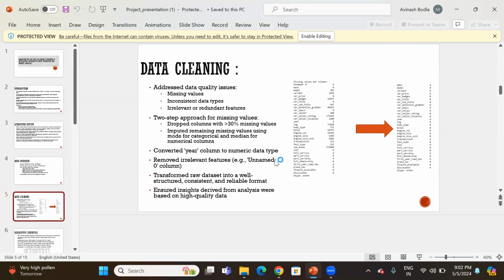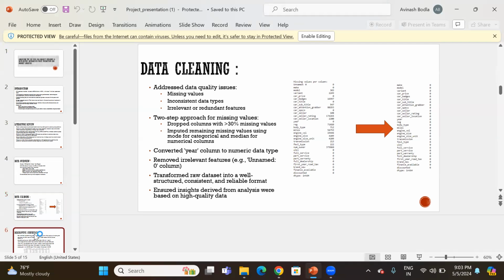It covers various aspects of used cars. For data cleaning, we first address data quality issues like missing values, inconsistent data types, and irrelevant or redundant features. The two-step approach for missing values: drop the columns with 30% missing values, and for the remaining values use the mode for categorical and the mean for numerical columns. Convert the year column to a numerical data type, and remove irrelevant features, the unnamed or zero columns.